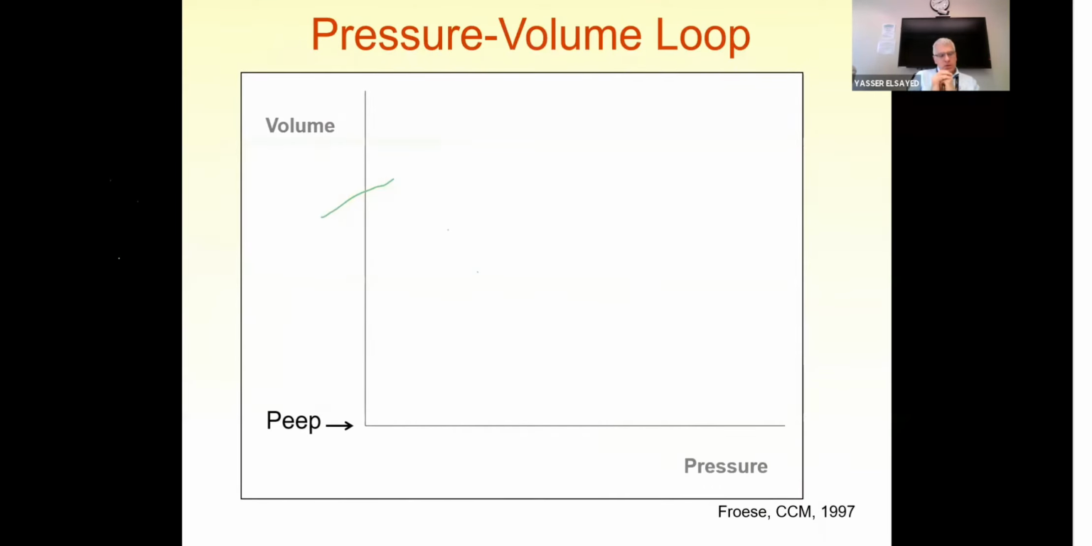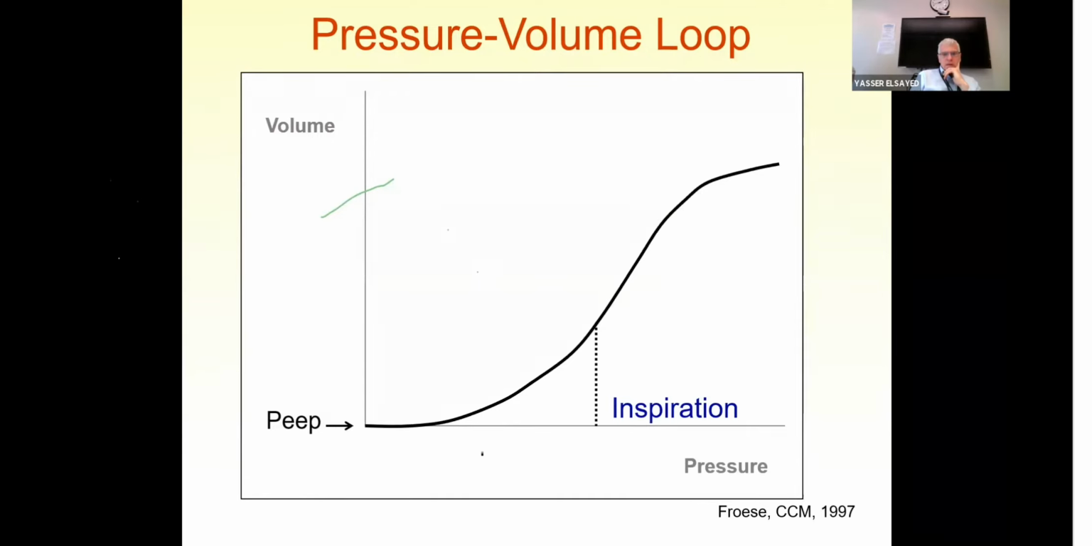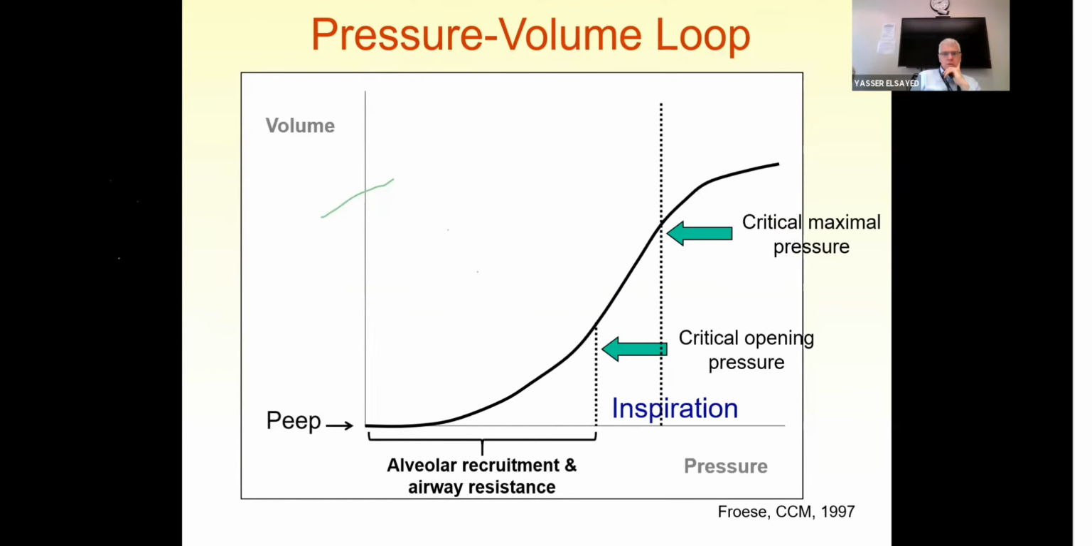So this is a graphic that shows the relationship between the pressure and the volume. It's measured as dynamic compliance. So in your inspiration, you have two important pressures that determine the expansion of the lungs. The first one is called the critical opening pressure, in which you have significant alveolar recruitment and you have overcome airway resistance. And that's where the compliance of those lungs increases. Then you have a second pressure on the top. It's called critical maximal pressure, in which you achieve almost maximal volume of those lungs, and the pressure just builds up in the lungs without creating increased volume.